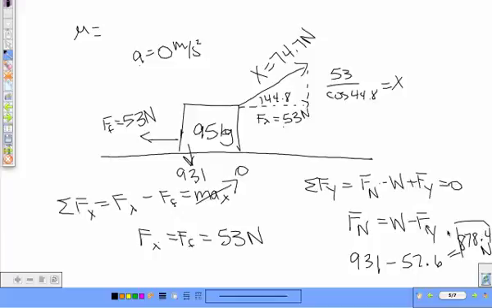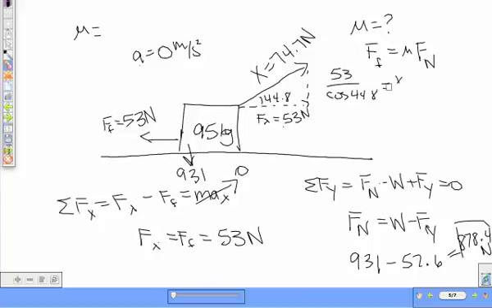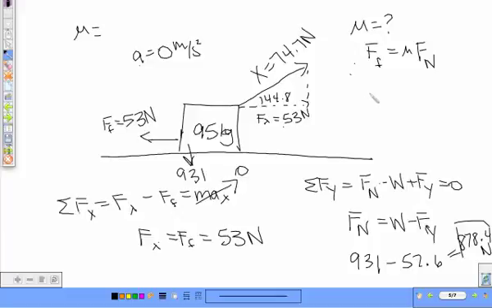And now, just for kicks and giggles, what would mu equal then? Because f of f is equal to mu times the normal force. That's our equation for friction right here. And so 0.06. We take 53. Yep. There you go.